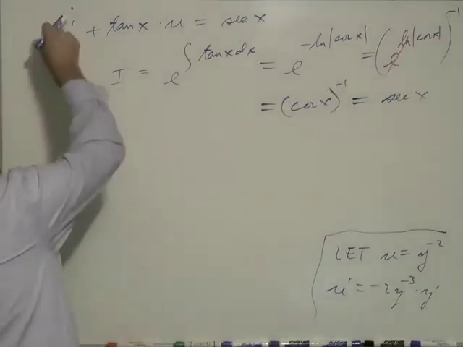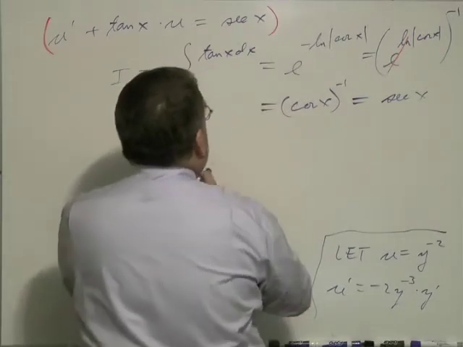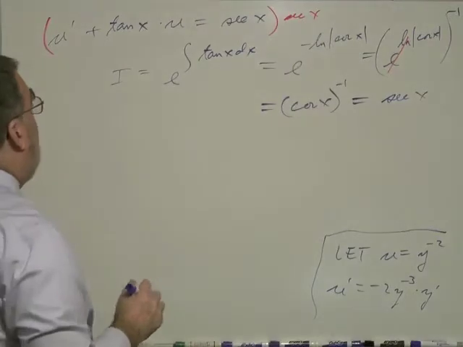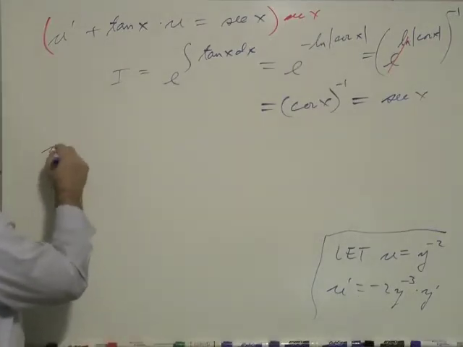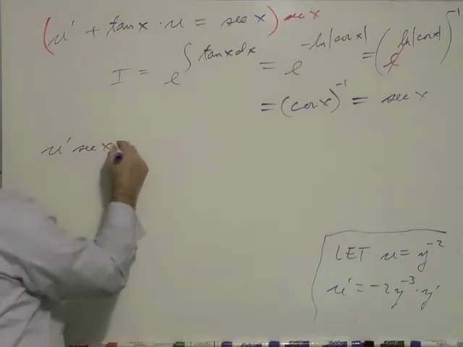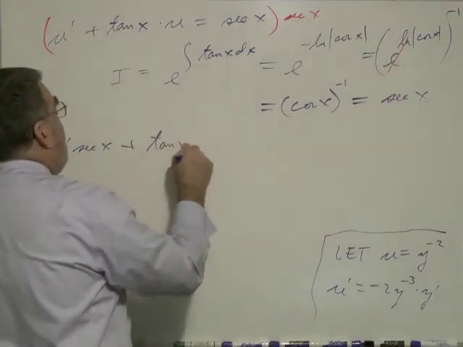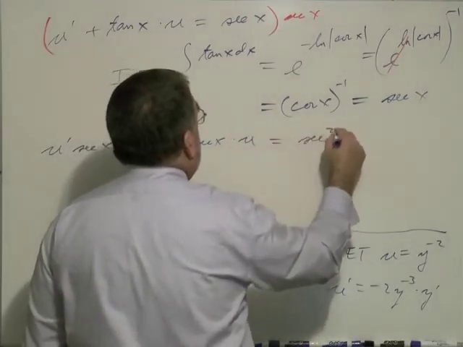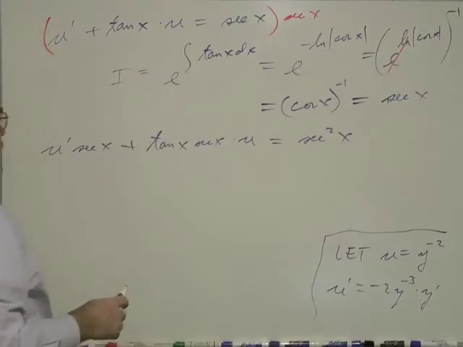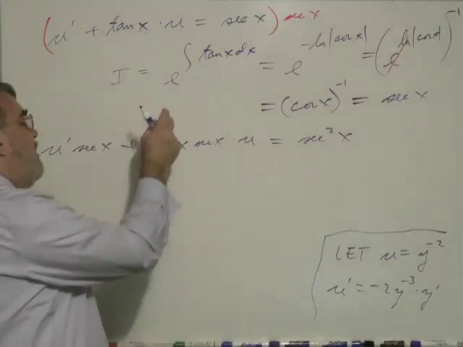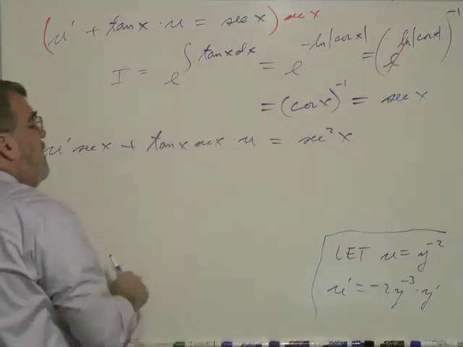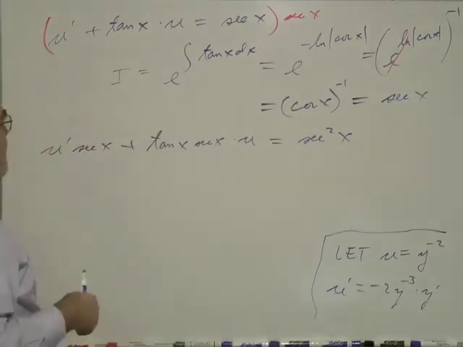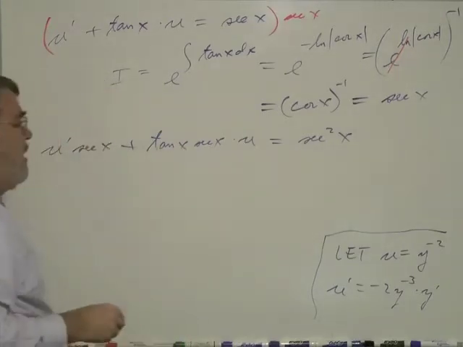And now I'm going to take this equation, multiply by secant of x, and that gives us u prime secant x plus tangent x secant x times u equals secant squared x. Now, can we simplify this? Well, tangent's sine over cosine, secant's 1 over cosine, so this product is sine over cosine squared. That's pretty awkward, so I'm going to just leave it tangent secant.